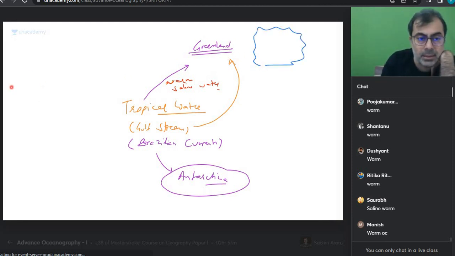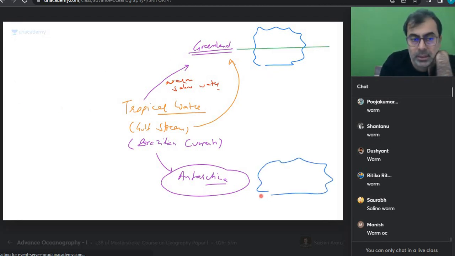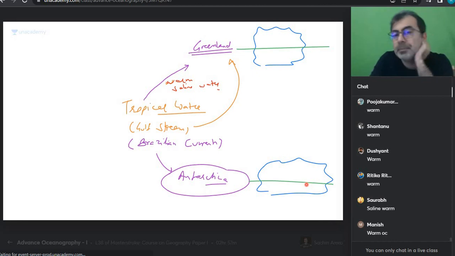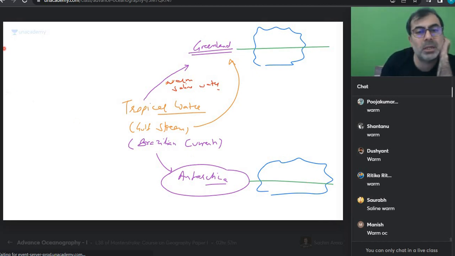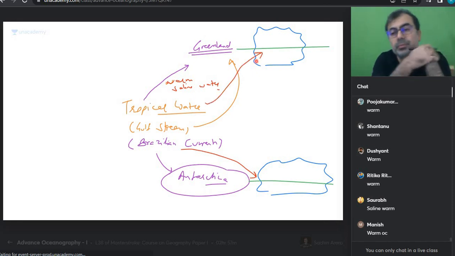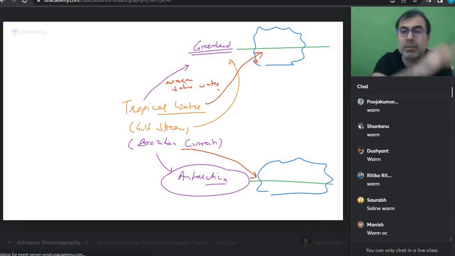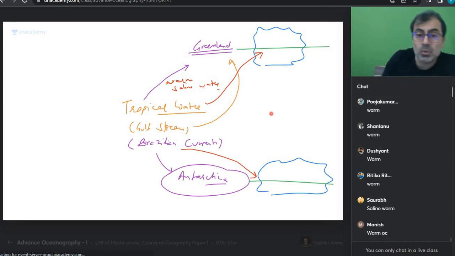Now there is ice. Near Greenland, glaciers are there, they have ice. In Antarctica, glaciers are there, they have ice. Everyone okay? What happens? My warm saline water reaches over there. My warm saline water reaches in this area. True. The warm saline water starts cooling, and to that extent, the water freezes.